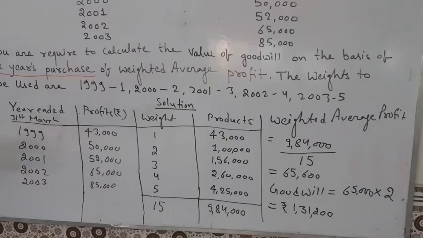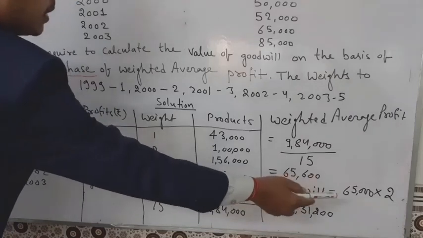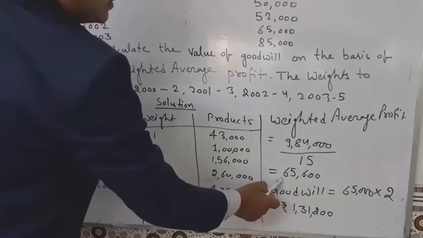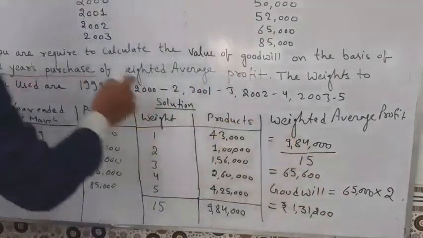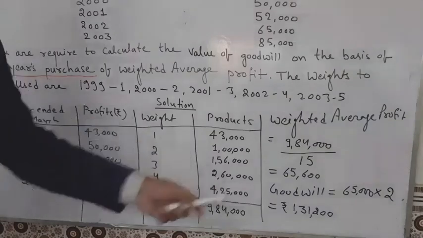Goodwill is equal to weighted average profit into the number of years purchase. So this is the weighted average profit, 65,600, into the number of years purchase. How many years? 2 years purchase is given here, so we have multiplied it.